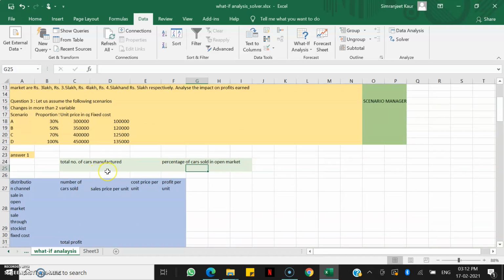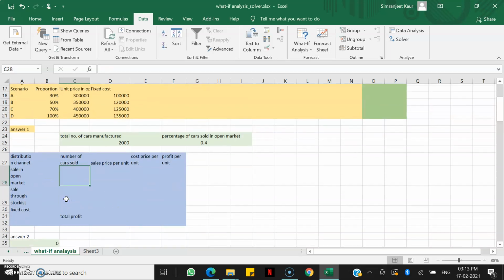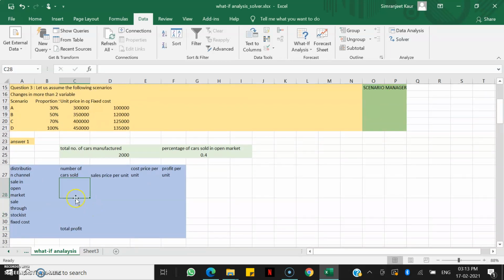First I'll enter all the values that are given to me manually in the question. So 2000 cars are being manufactured and 40% are being sold in open market. I've already made the table, entered the variables here in order to save time. So number of cars sold in open market, I can easily calculate since they have told me that 40% of 2000 is being sold. So I'll multiply this by the percentage share and I'll press enter.